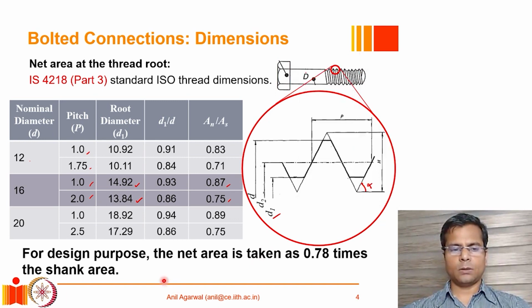However, for design purposes, this net area is generally taken as approximately 78% times the shank area. So if it's an M16 bolt, we calculate the cross section area of a 16 mm diameter rod, and then take 78% of that, which gives us the cross section area of the threaded portion.